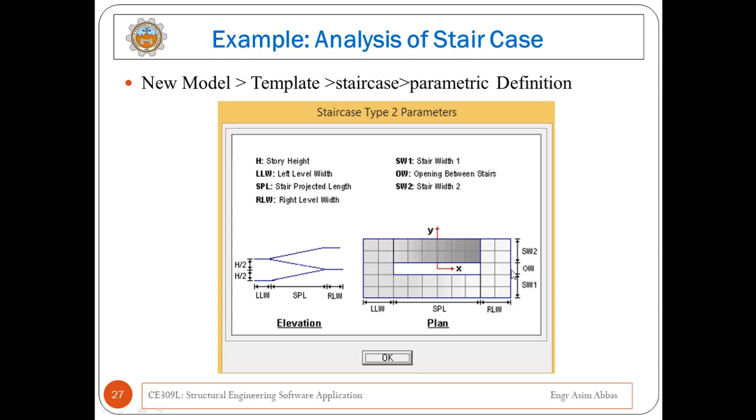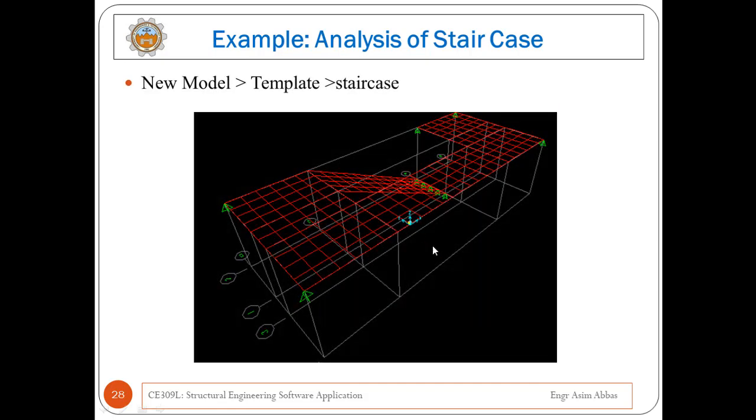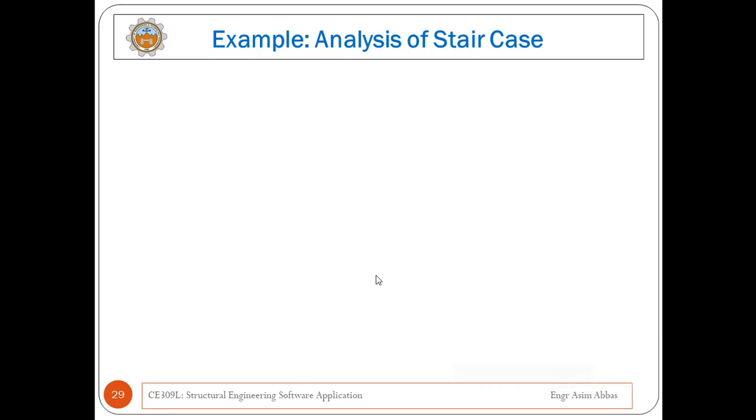This is actually the opening between stairs, and SW2 is the stair width at this location. Once you enter all the different parameters as per your requirement, the staircase will be modeled like this. This is for the single story. Similarly, you can add multiple stories as per the space and other requirements.